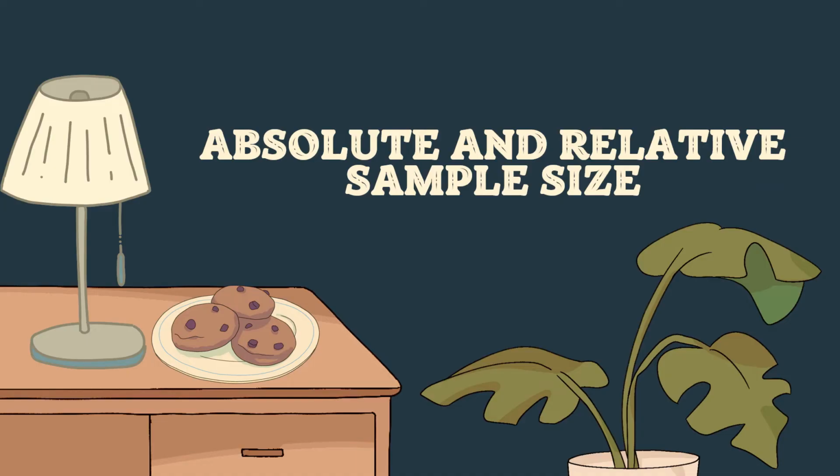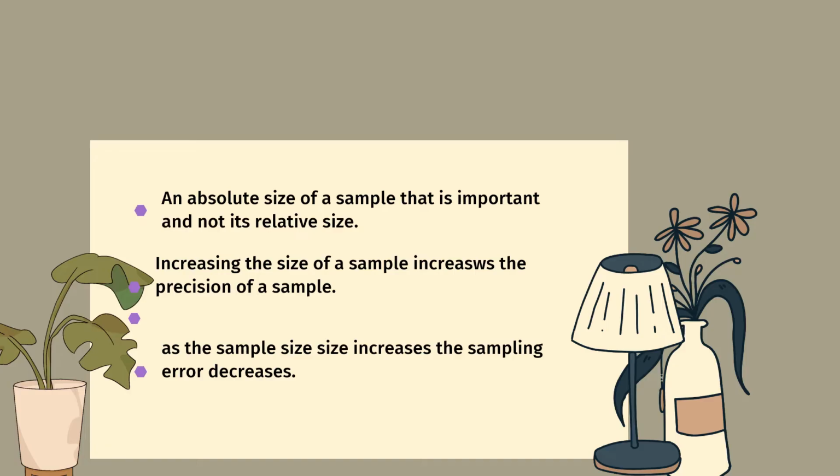The absolute and relative sample size. One of the most basic considerations is that, contrary to what you might have expected, it is the absolute size of a sample that is important and not its relative size. This means that as sample size increases, sampling error decreases.